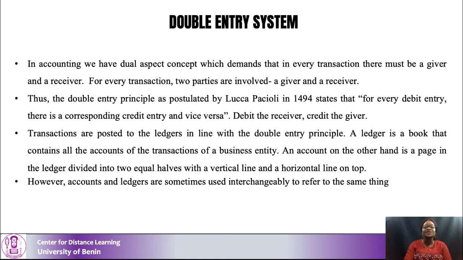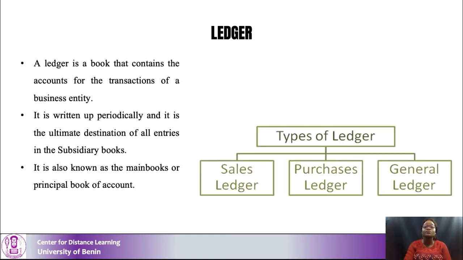Transactions are posted to the ledger in line with the double entry principle. A ledger is a book that contains all the accounts of the transaction of a business entity. An account, on the other hand, is a page in the ledger that is divided into two equal halves, vertically, and then a horizontal line on the top. However, accounts and ledger are sometimes used interchangeably to mean the same thing.